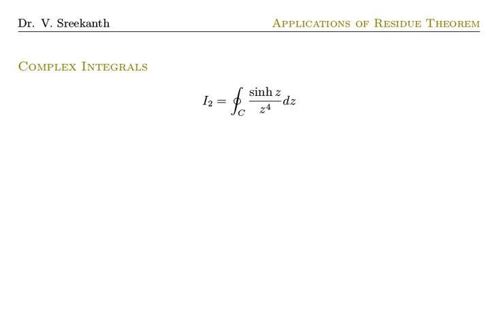Now let's take one more example. Consider the integral I2, which is the integral over C of sinh z by z raised to 4 dz. Okay, so the C is the same, that is mod z equal to 3. It is a circle of radius 3.